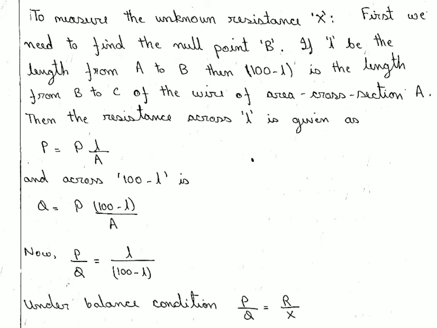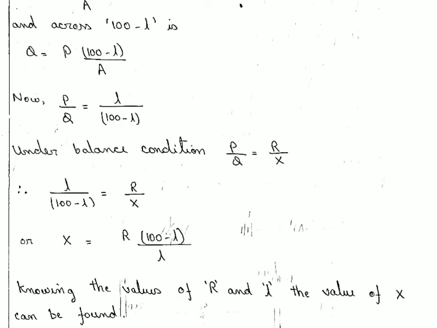So here we have P equal to rho L by A, Q is equal to rho (100 minus L) by A. Now we divide P by Q, we'll get L divided by (100 minus L). Under the balance condition, we know that P by Q is equal to R by X. Therefore, putting the value of P by Q, we'll get L by (100 minus L) is equal to R by X. Hence, the unknown resistance is equal to R (100 minus L) divided by L.